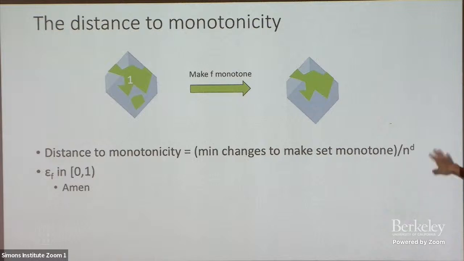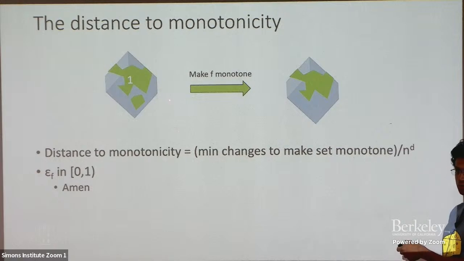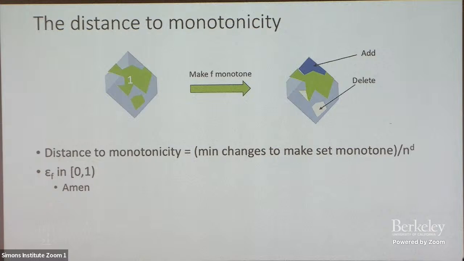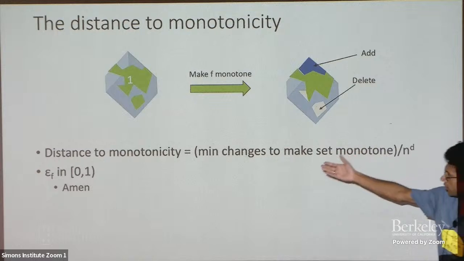Think of it as you're given some function that is not necessarily monotone. You want to make it monotone. And the question is, what is the minimum amount of change that needs to happen? The change can happen either by deleting some part of the set or by adding something to the set, basically switching a 1 to a 0 or 0 to a 1. That total amount of change is the distance to monotonicity expressed as a fraction. Formally, it's the minimum number of changes that you need to make the function monotone divided by n^d. So that is the distance to monotonicity epsilon_f.